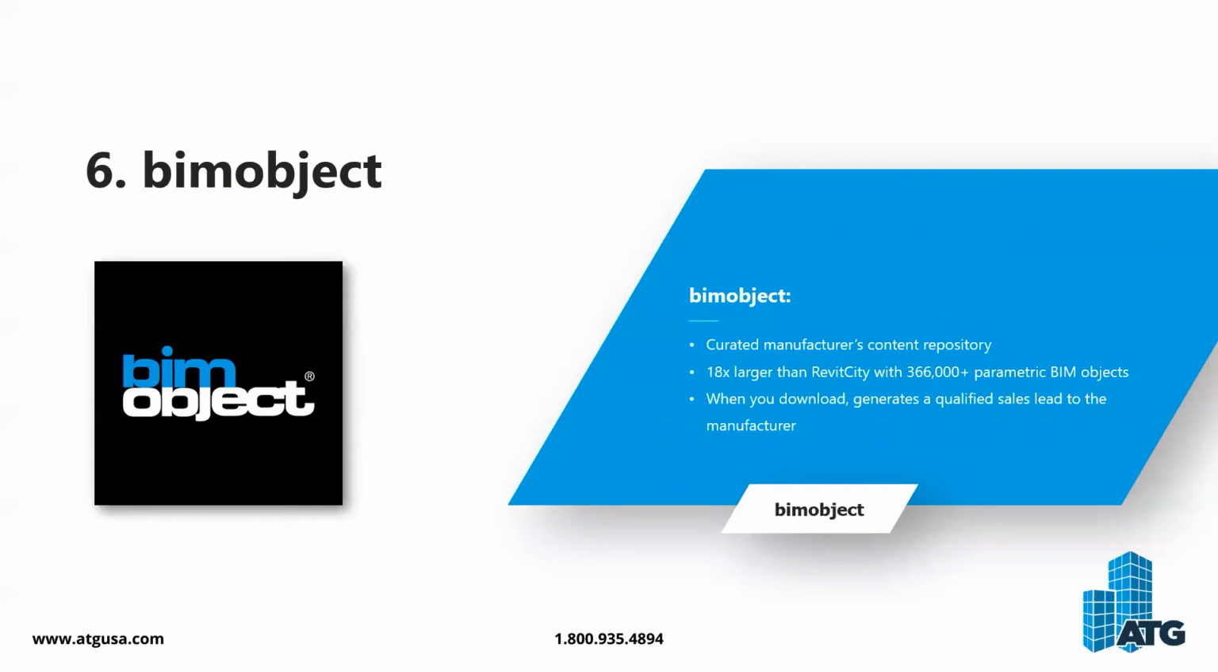Number 6, the next stop along the way is at BIMobject. I put it above Revit City because it is a curated site that has manufacturer's content primarily within it. And in fact, it has a lot of content within it. According to BIMobject, they have more than 366,000 parametric BIM objects available for free download.